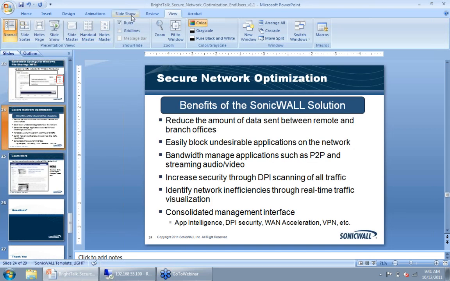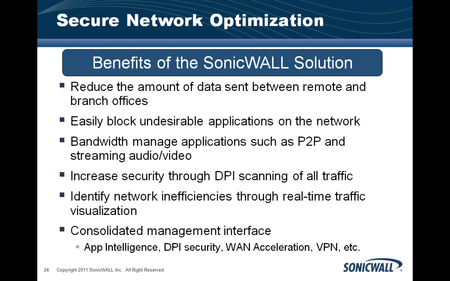What I wanted to do was finalize a few thoughts for you as you're thinking about what I've talked about here this morning, and then run into a quick demo in the last couple of minutes before we open it up for additional Q&A. What SonicWall is talking about when we refer to secure network optimization is a combination of a couple of things: what we're doing with app intelligence and control, and the introduction of WAN acceleration. The benefits are quite a bit in that we can reduce the amount of data that's sent between your remote office and branch office locations.